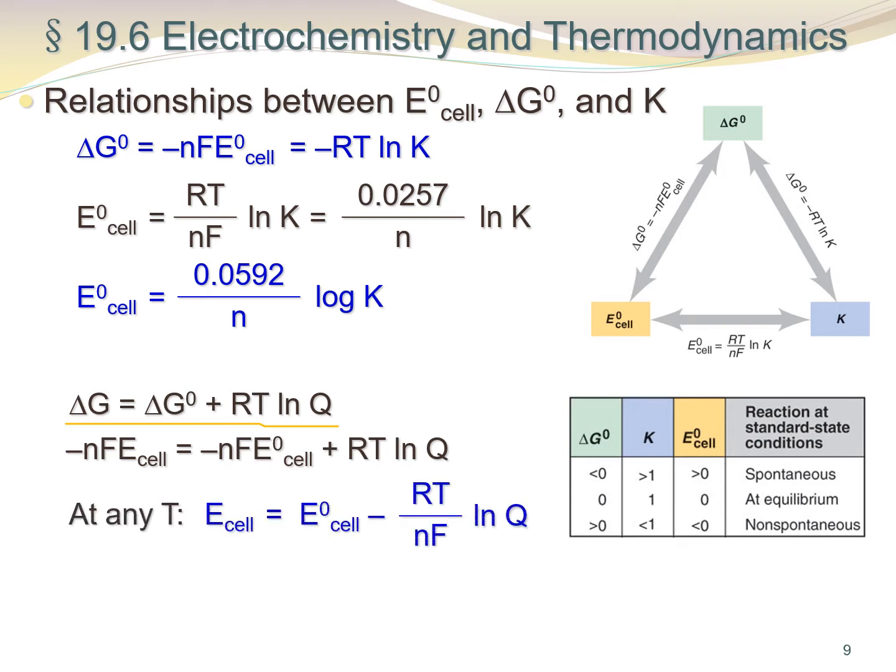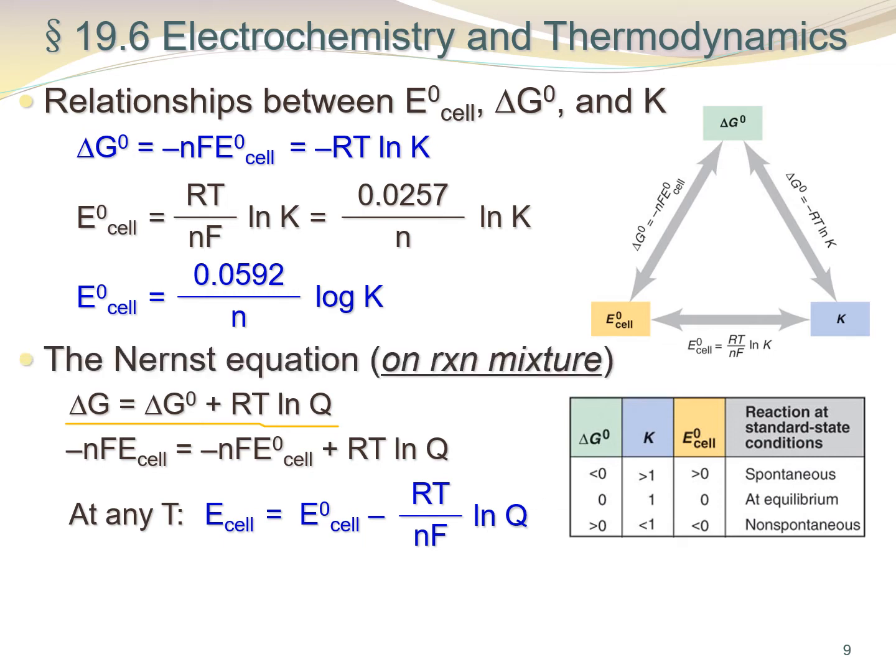At any temperature, this is the equation we have: E cell equals E0 cell minus RT over nF times log of Q. And that is what we call the Nernst equation. Just like delta G equals delta G0 plus RT log of Q is the most powerful equation of chapter 18, the Nernst equation is the most powerful equation in chapter 19, because that equation links pretty much everything that we want to discuss all together.